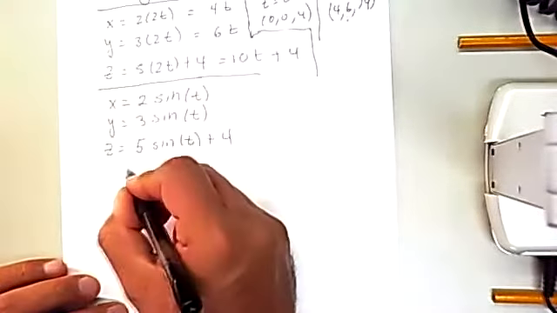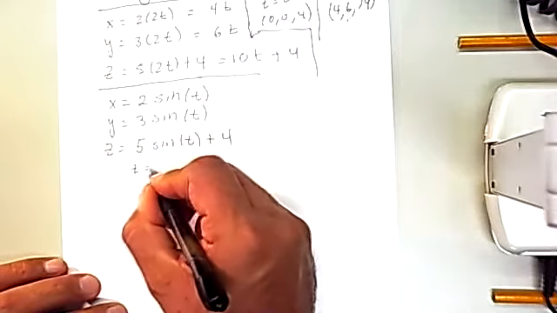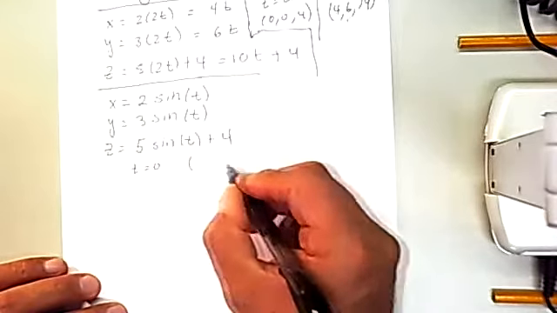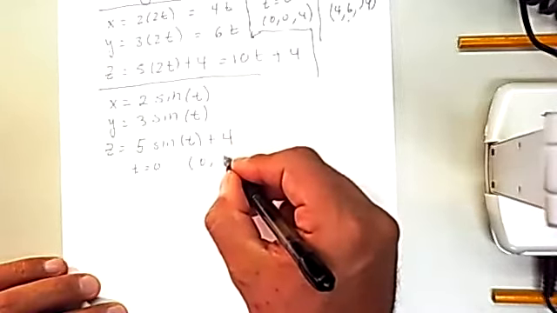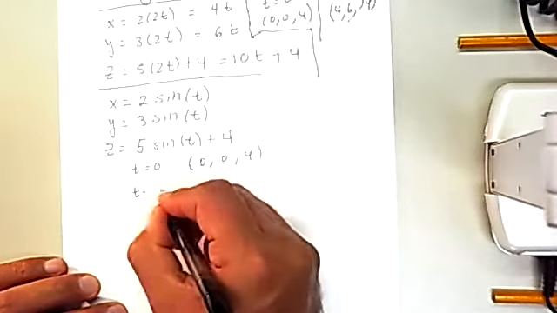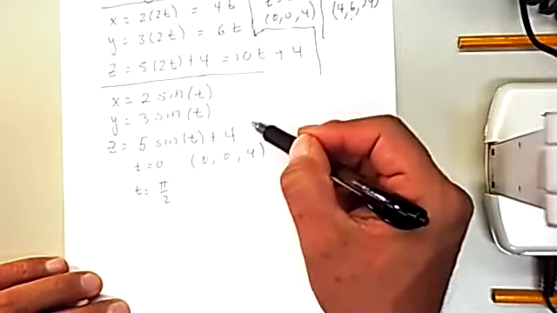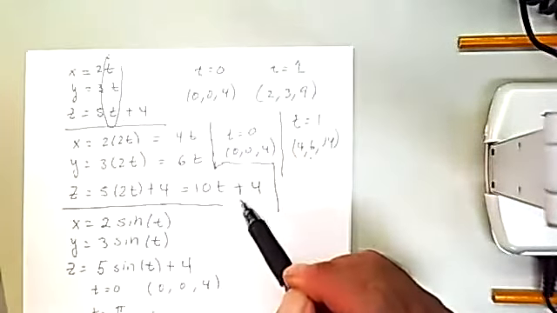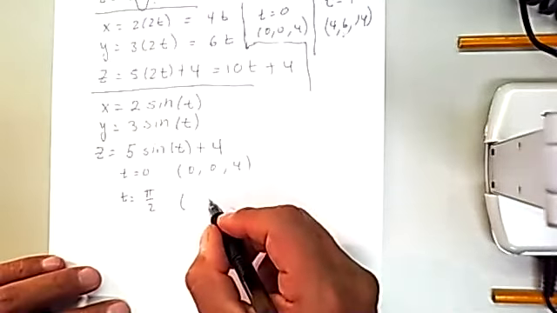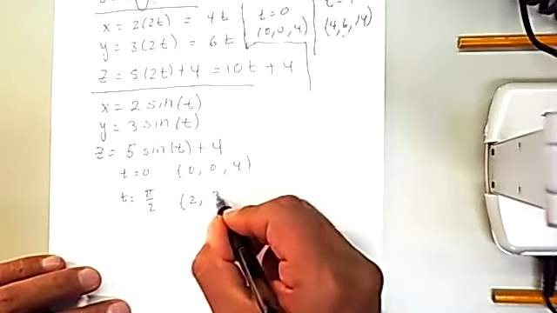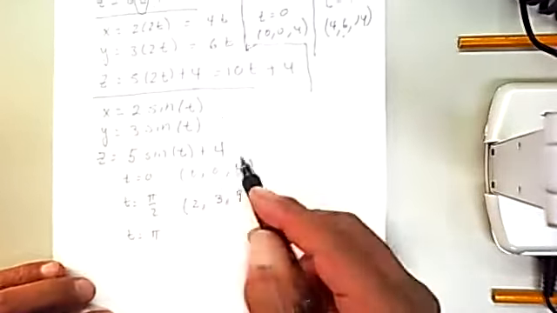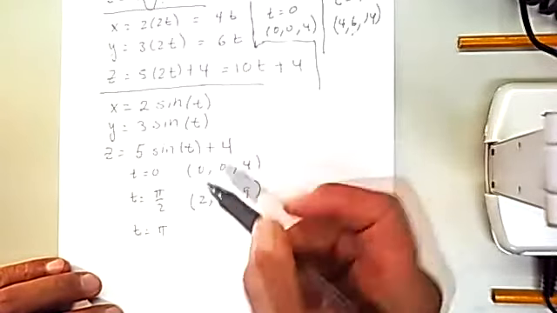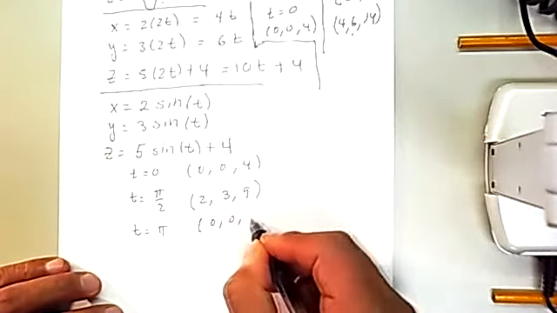Let me draw a bigger table here. When t is equal to 0, then we have the point 0, 0, 4 as before. When t equals pi over 2, then sine of t achieves the value of 1, and we end up with the same point as up here, 2, 3, 9. Yep, 2, 3, 9. However, when t is equal to pi, well, we all know that the sine of pi is equal to 0, so we go back to 0, 0, 4.